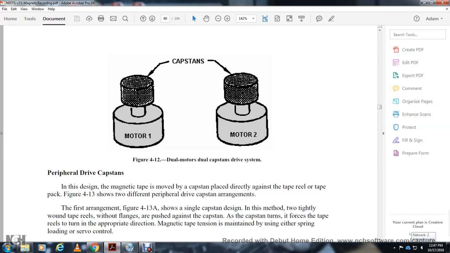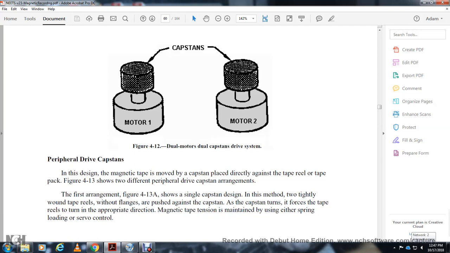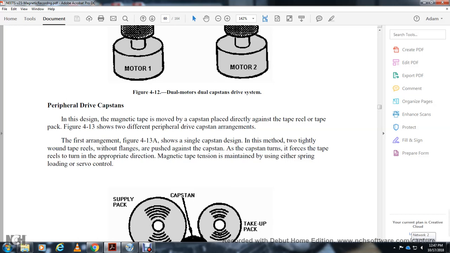Peripheral drive capstans. In this design of the magnetic tape transport, the capstan drives directly against the tape reel or tape pack. Figure 4.13 shows the differential peripheral drive capstan arrangement. In the first arrangement, figure 4.13A, a single capstan design method is shown. The two tightly wound tape reels without flanges push against the capstan. The capstan turns back and forth, causing the reels to turn in the appropriate direction.